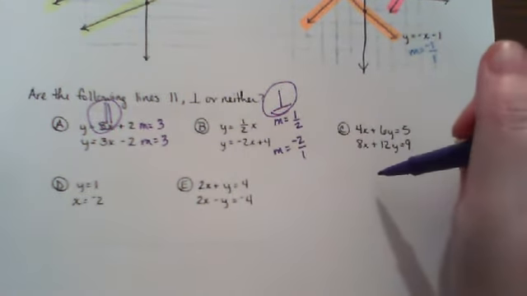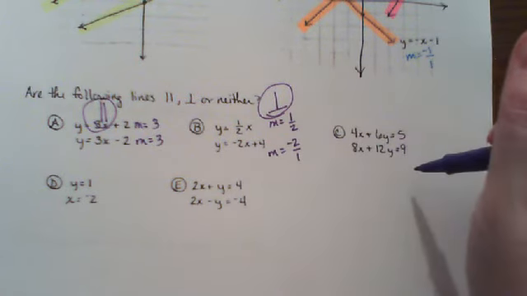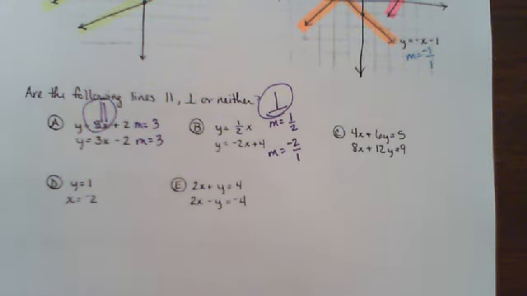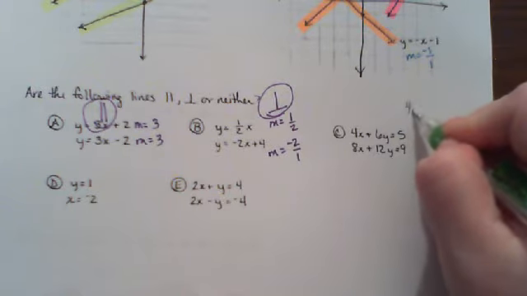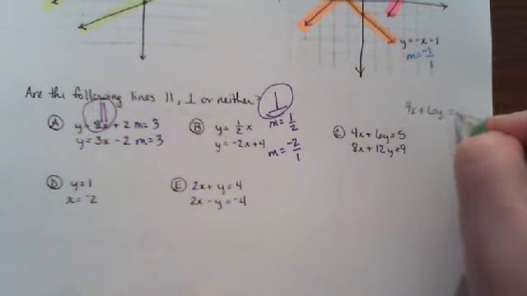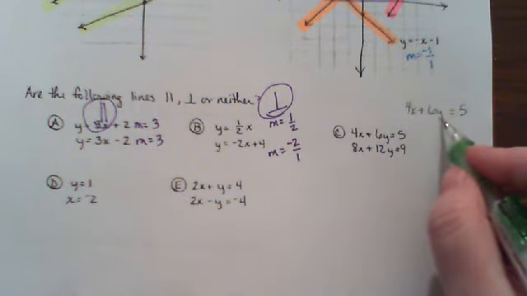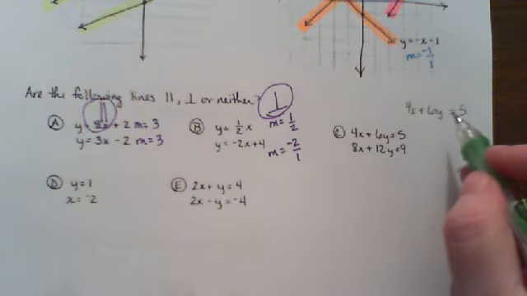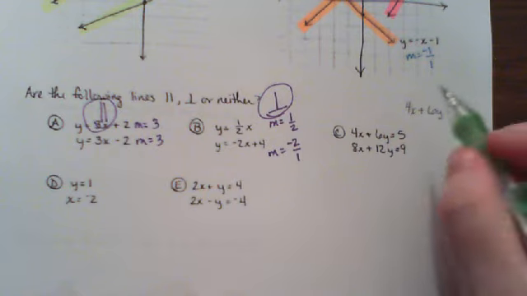This one isn't quite so simple. We're going to have to do some work before we can figure out the slope for this one. So let's do some work. So we have 4x plus 6y is equal to 5. I need to get the y by itself so that we can have it in slope-intercept form so that we can find our slope to begin with.